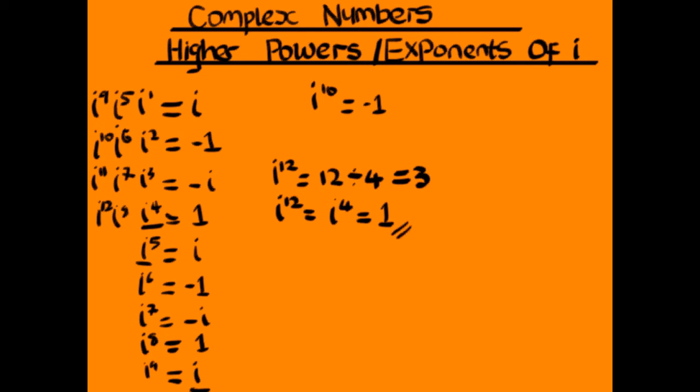So whenever your power is perfectly divisible by 4, it gives you the same value as i raised to power 4. The same rule applies. If we are told to find i raised to power 32, the same thing applies. We try 32 divided by 4, and this gives us 8. So 32 is perfectly divisible by 4. This means that i raised to power 32 has the same value as i raised to power 4, and this gives us 1. Whatever number it is, as long as it's perfectly divisible by 4, it gives us 1, which is the same value as i raised to power 4.